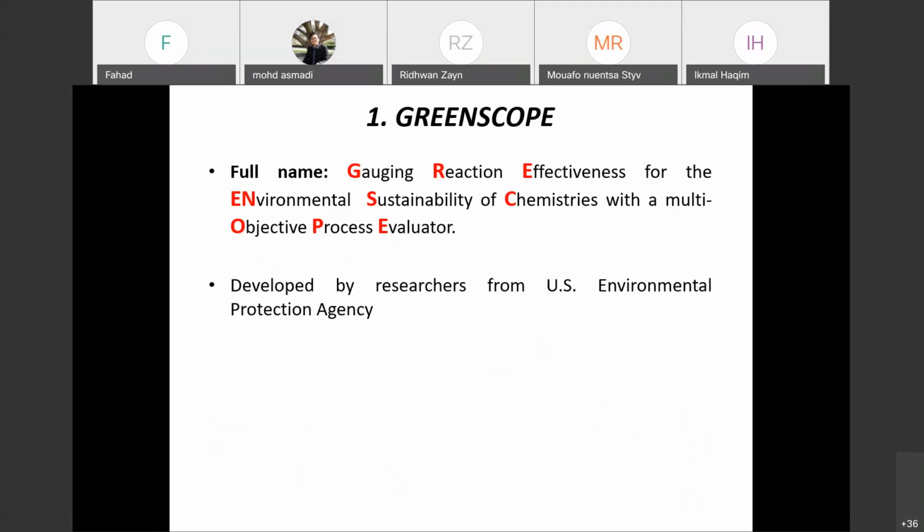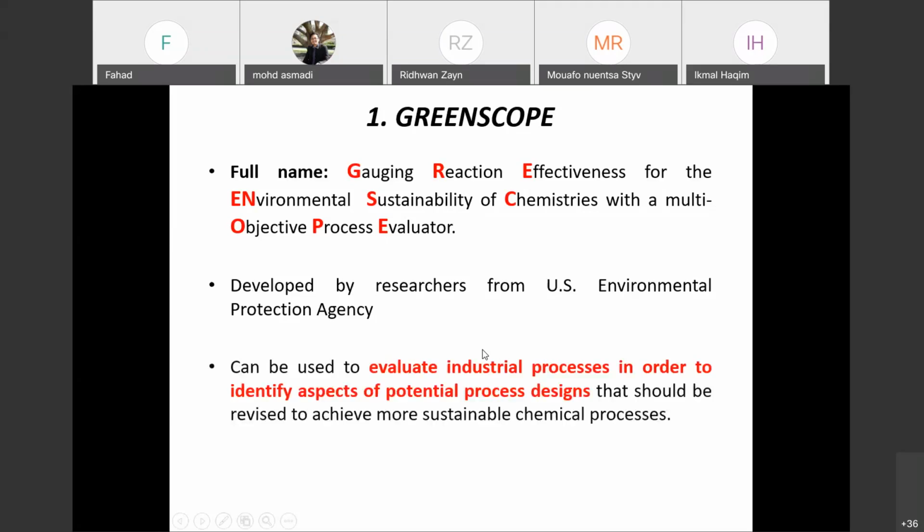Okay. So for GREENSCOPE, this is the full name. It was developed by researchers from the US Environmental Protection Agency, or EPA, which is a very popular agency. It is used to evaluate industrial processes in order to identify aspects of potential process design. Actually, it is evaluated for 140 indicators at 5 levels.